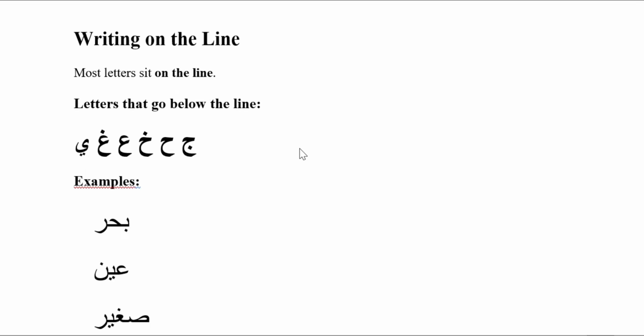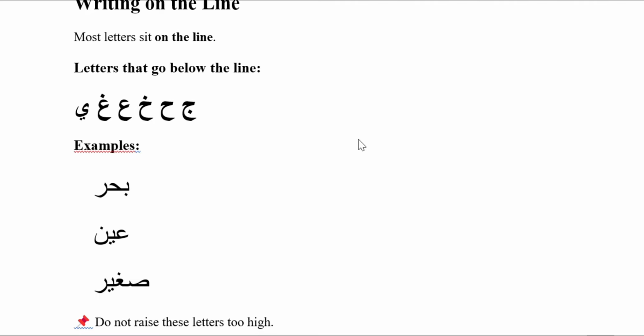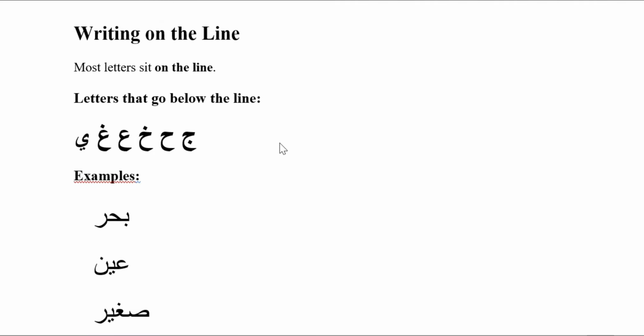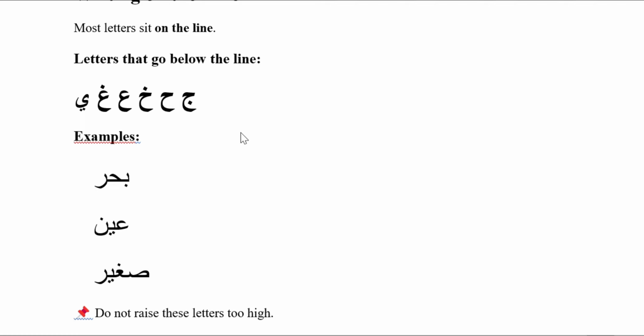Here we have some letters that are written on the line. Most letters are written in line, because when we write in Arabic, we imagine that there is a horizontal line that we write on. But we have some letters that go below the line. For example, here we have jim, ha, kha, ain, ghain, and ya. Why? Because they have that tail. So if we put them all together in a line, there will be some shape, some tail below the line. That's why those letters go below the line.